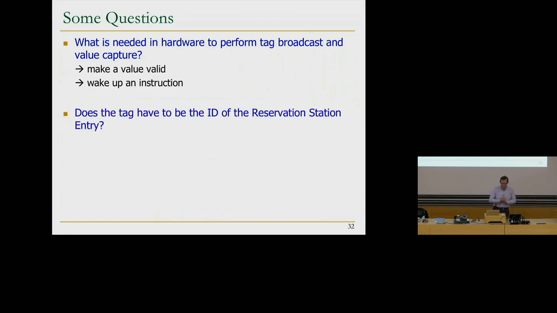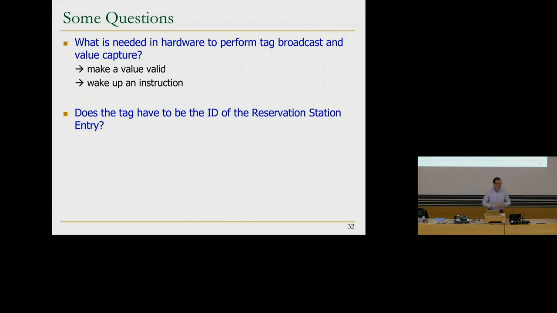Okay, I already answered this question also. Does the tag have to be the ID of the reservation station entry? No, not really. We just use that for convenience over here. The tag can be any unique identifier that ensures that that particular instance of a register is named uniquely, so that anyone that needs that particular instance gets that unique name.